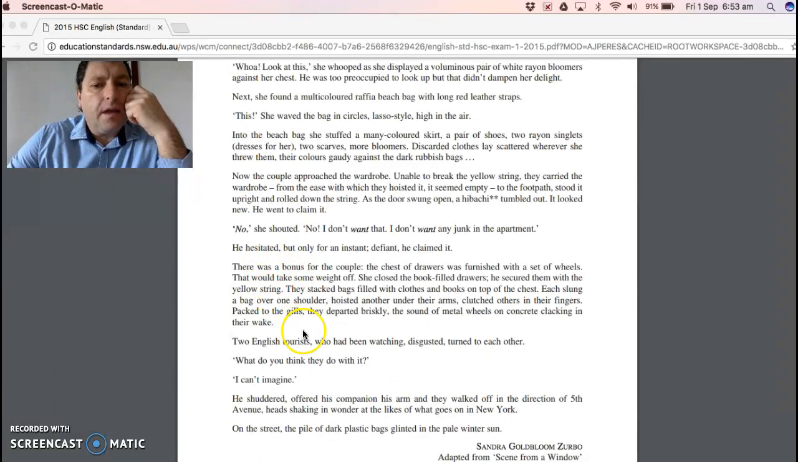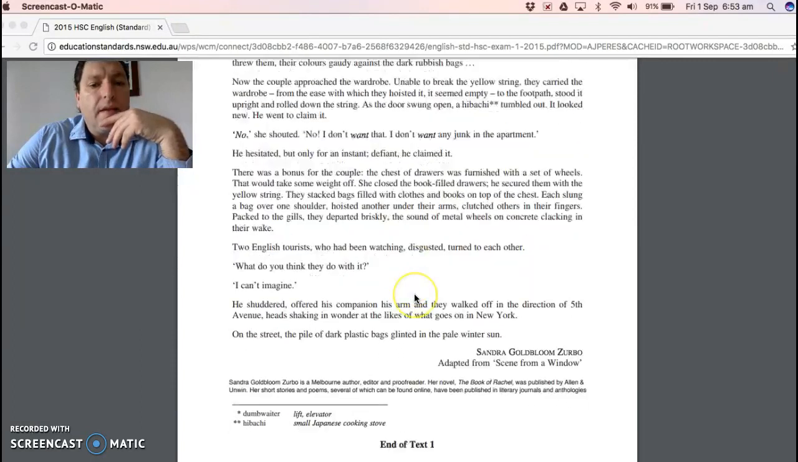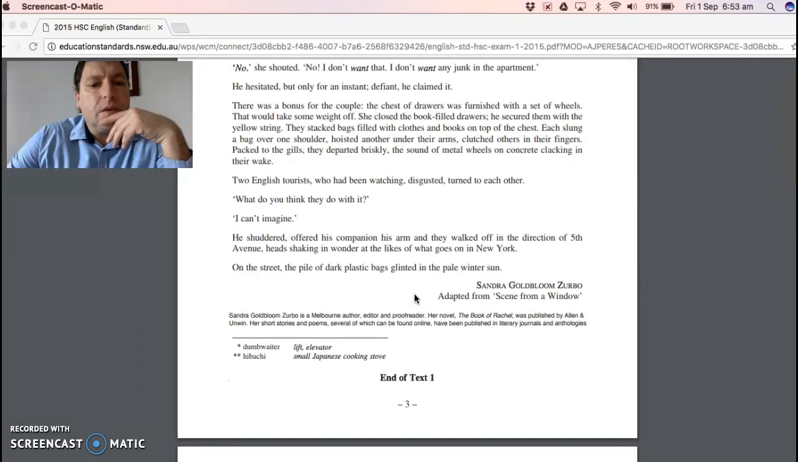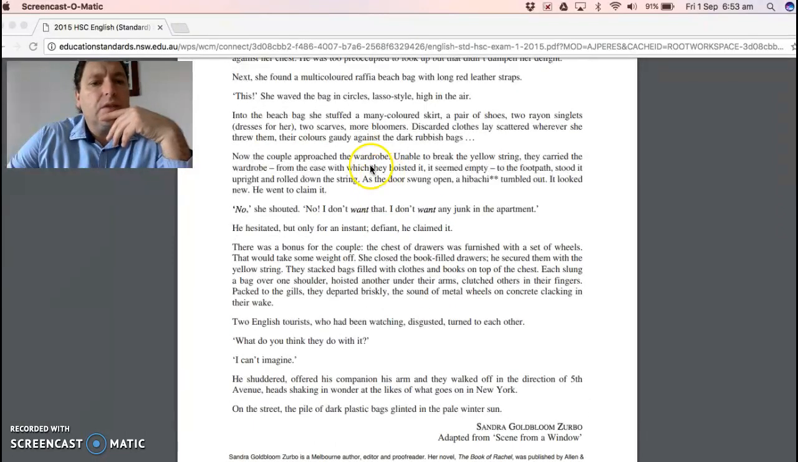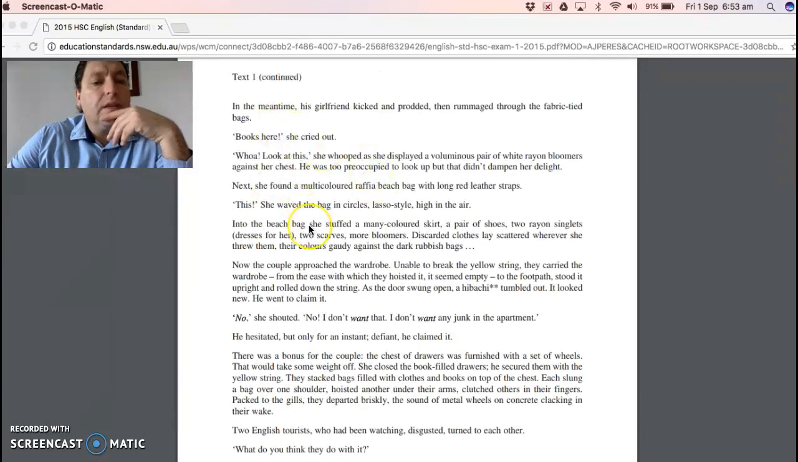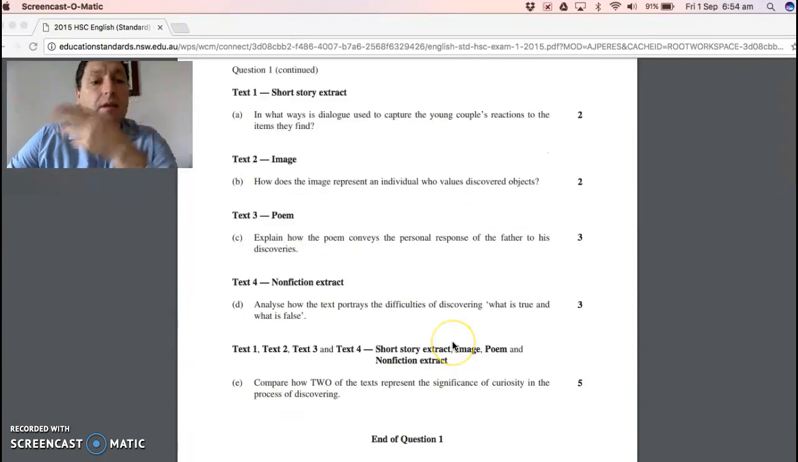It's youth language, and then it's the language of excitement toward discovery. And then it moves on, but then we learn that the dialogue shows us that eventually they don't want any old junk in their old apartment. They are actually quite disgusted with each other, and there's a couple of other reactions to it. But in terms of answering for 2 marks, I just pick out 2 of those sentences and focus in on the language really, really quickly. All right, so now you've got 2 out of 15.